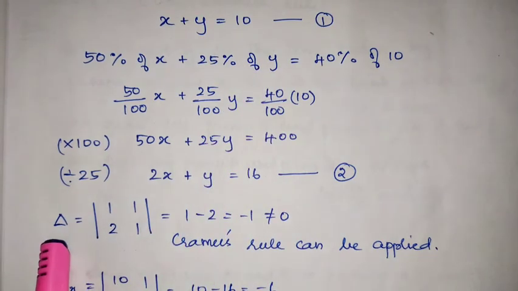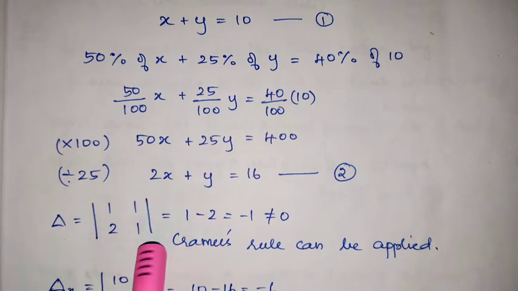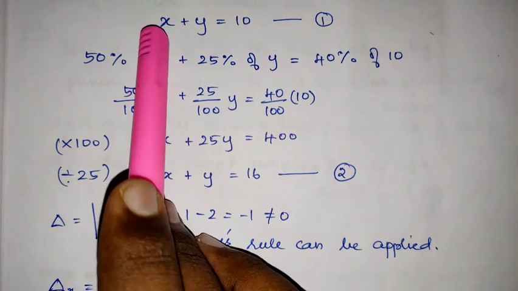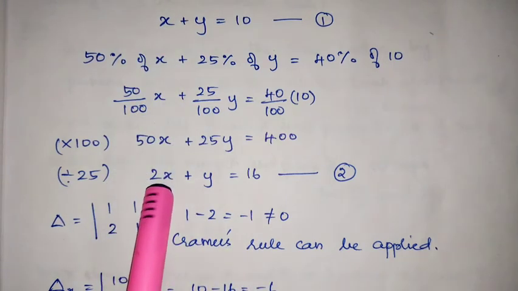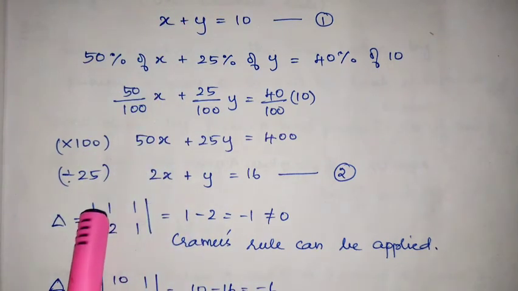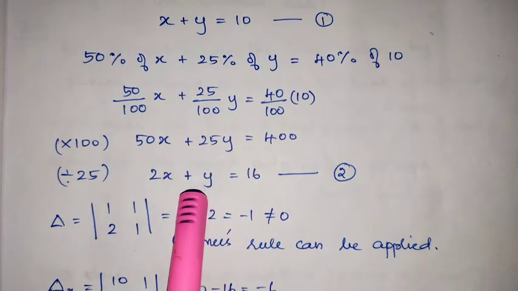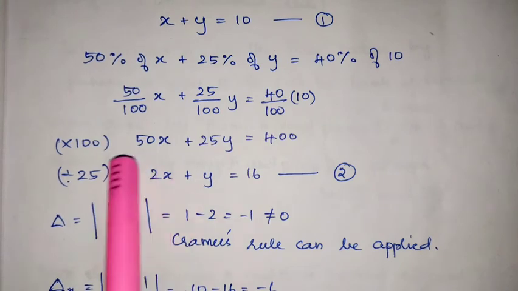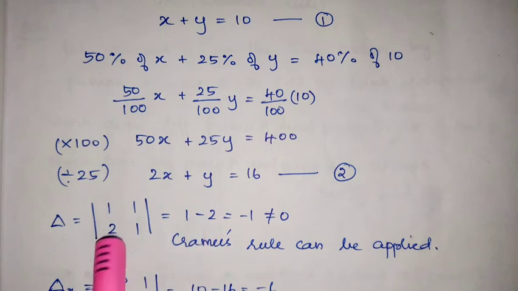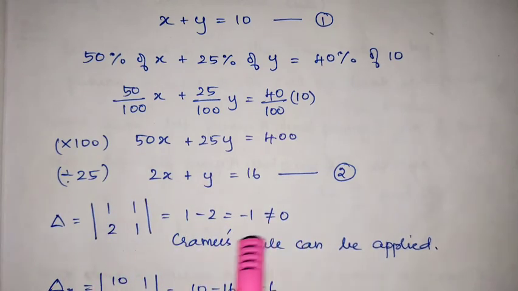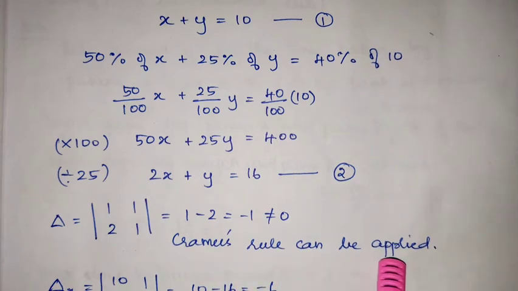Now you know how to find the value of del. Finding the value of del is very simple: the determinant of the coefficients of x and y. Coefficient of x here is 1 and here is 2. And coefficient of y is here 1 and here is also 1. Now you know how to find the determinant value. 1 into 1 is 1, minus 1 into 2 is 2. 1 minus 2 is equal to minus 1, which is not equal to 0. So Cramer's rule can be applied.